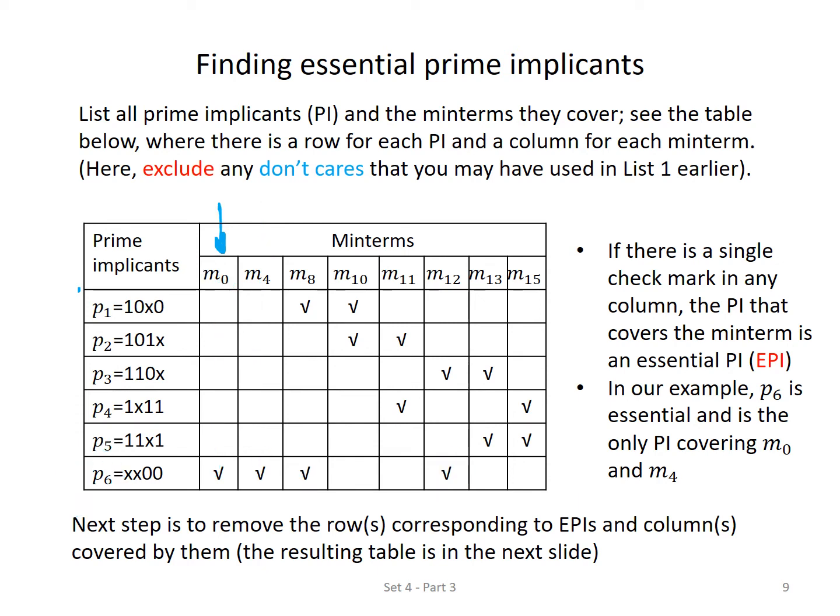But P6 does not cover all the min terms. So we need to find some other prime implicants to cover the min terms that P6 is not able to cover. So in the next step, we will remove P6 and the min terms it covered and then try to find out those necessary non-essential prime implicants.